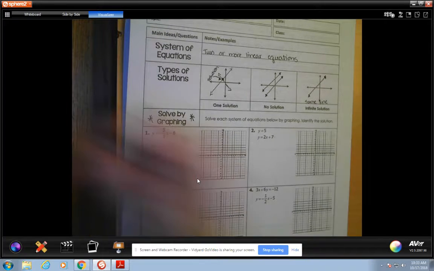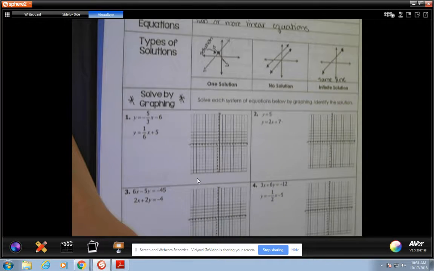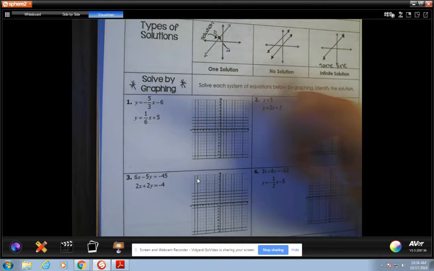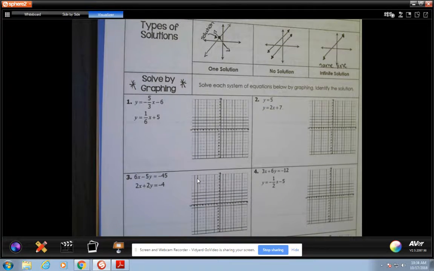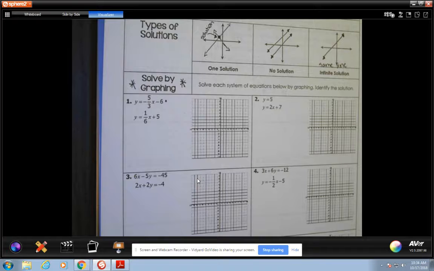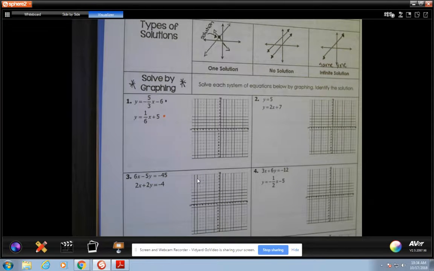All right, so the first thing I want to do is solve each system of equations below by graphing and identify the solution. We're going to graph each one of these lines one at a time. I'm going to use black to graph the first line, and orange to graph the second line. You don't have to use different colors; I'm just using that so you can see it visually.